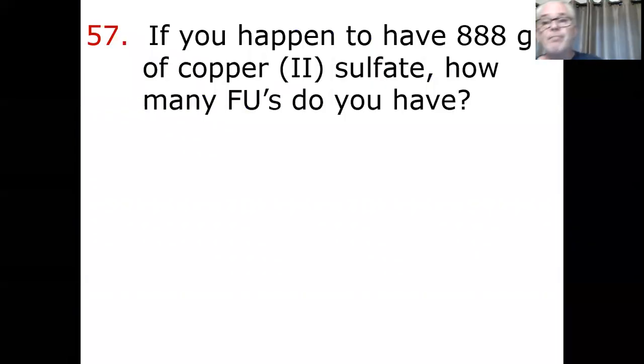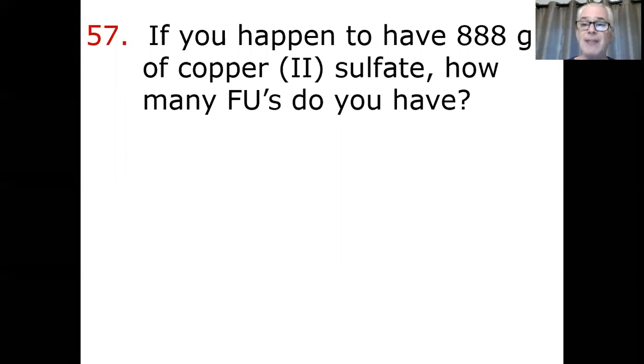Now, 888 grams, that's just a silly number, of copper(II) sulfate. How many formula units, FUs? That's particles. Now remember, if you're an ionic compound, you exist in a crystal form. You do not exist as individual molecules like water or carbon dioxide. You exist in a crystal. So you have the idea of a single CuSO4, but you don't actually exist as that. You exist as billions and billions of them at the same time in a single crystal.